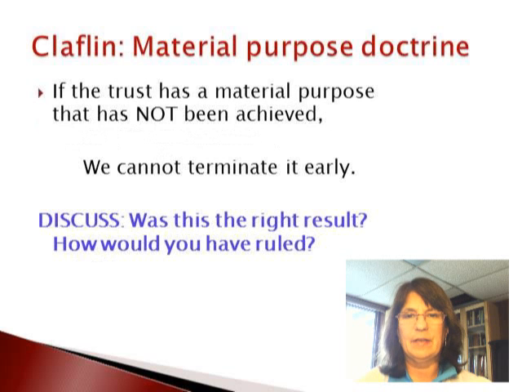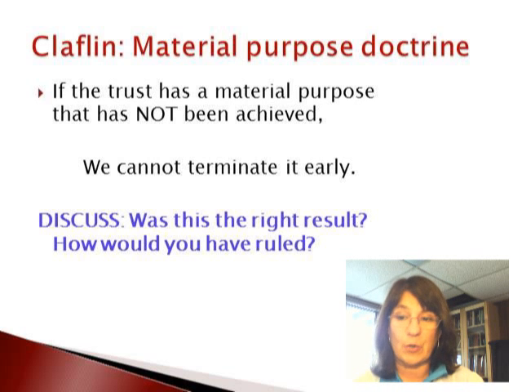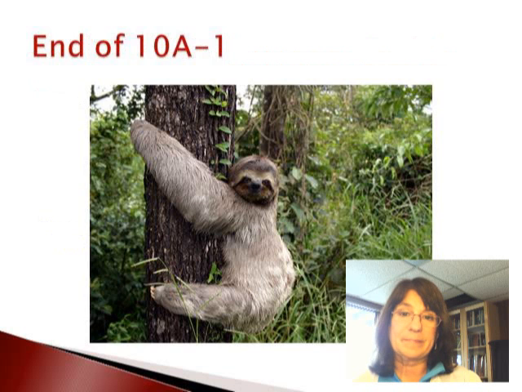So Claflin is based on this material purpose doctrine, that if the trust has a material purpose that has not been achieved, we cannot terminate it early. You can think of that as the Claflin doctrine or as the material purpose doctrine. The rule is, if there is a material purpose that's not been achieved, we cannot terminate the trust early. So think about it. Was this the right result? Would you have ruled the same way for Adelbert? Of course, judges who actually see the parties know more than we do about them.